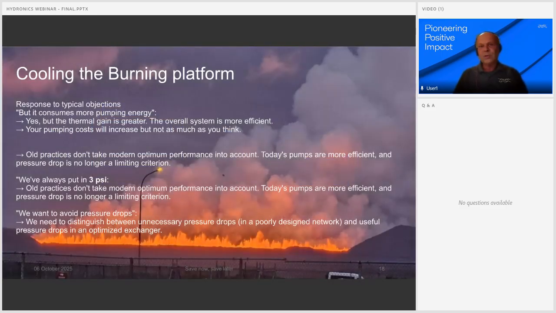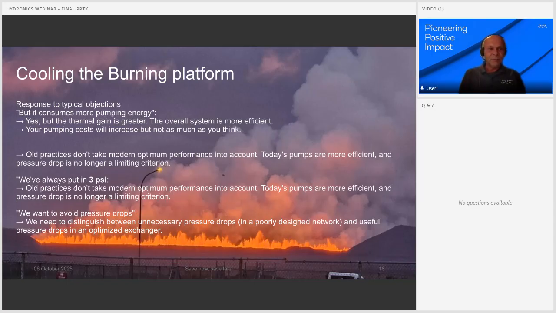So, of course, I think it's a major advantage that we can recognize this trend and try to manage it. So I call it calling the burning platform. And we all know we have certain objectives, like it consumes more pumping energy. It's true, but the thermal gain, the efficiency, is much bigger, and the overall system is more efficient. And of course your pumping cost will increase, but not as much as most of us think.